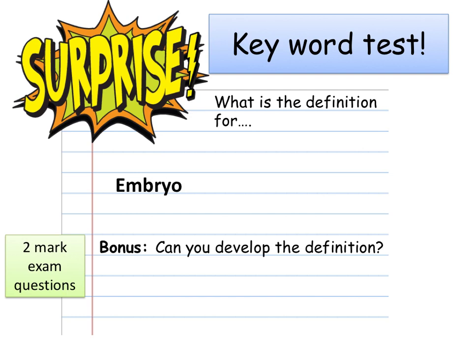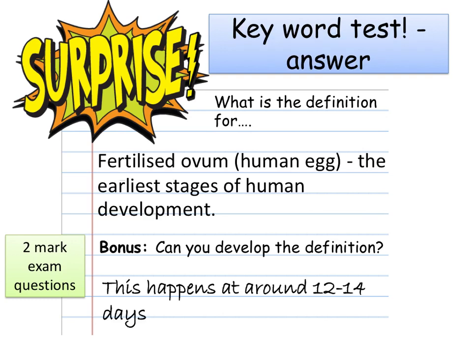Time for another keywords test. What is the definition for embryo? Can you develop that definition? An embryo is the fertilised ovum or human egg. It's the earliest stages of human development. A development of this could be that it happens at around 12 to 14 days after conception.